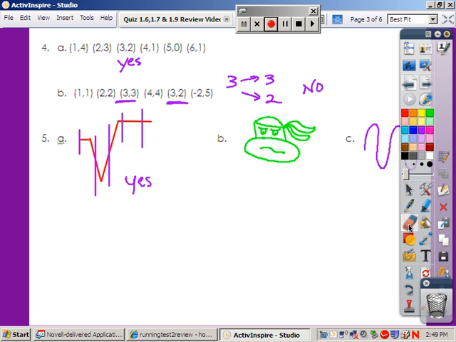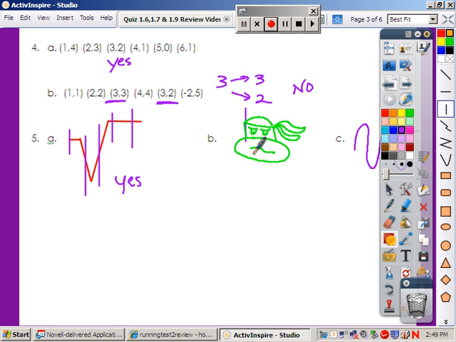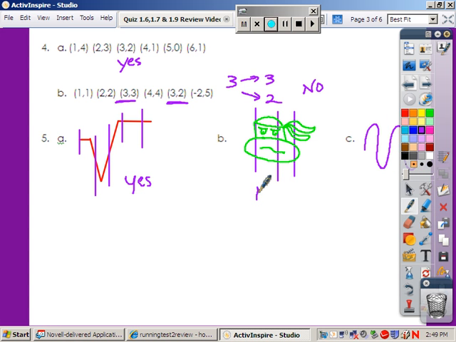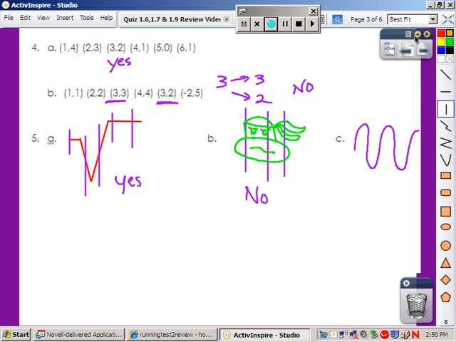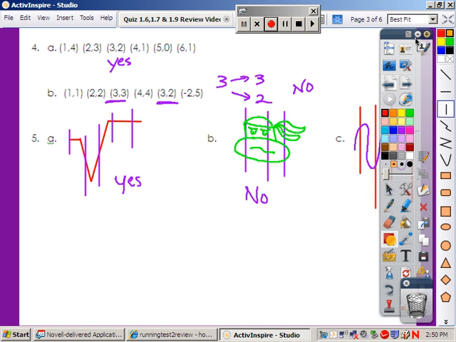Let's see, if we do it to this picture, anywhere, you can see where it touches the graph multiple times. This is definitely a no. Believe it or not, there is no Ninja Turtle function. So if we go to the last one, this is called a sine or cosine wave. If you draw a vertical line, it touches only one time, no matter where you draw it. So again, this one is a function.